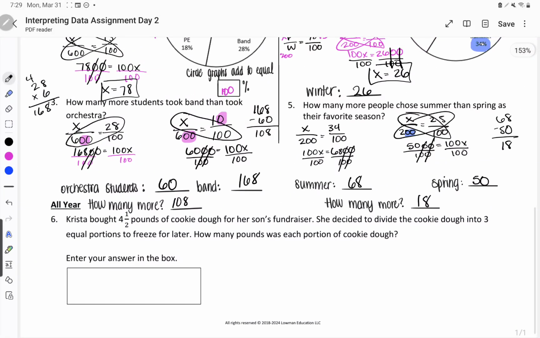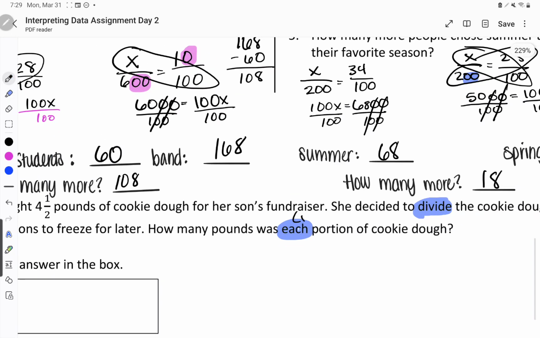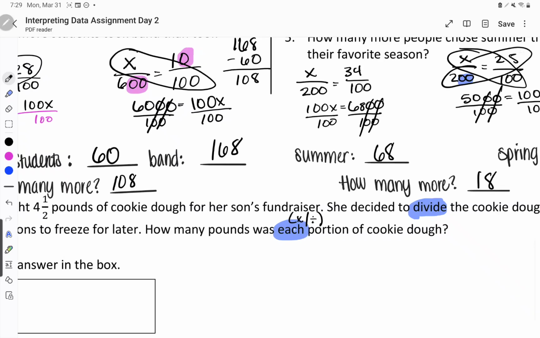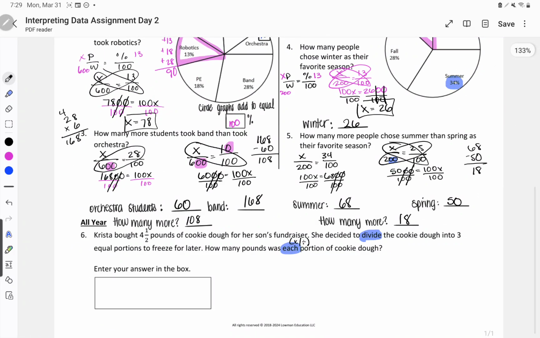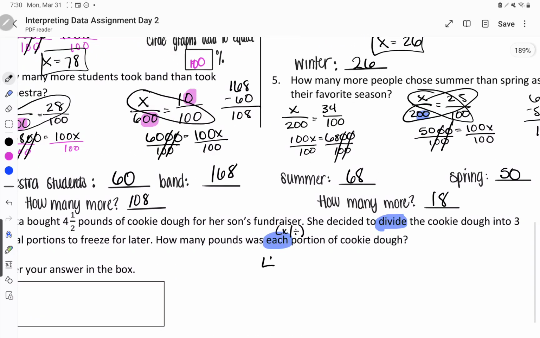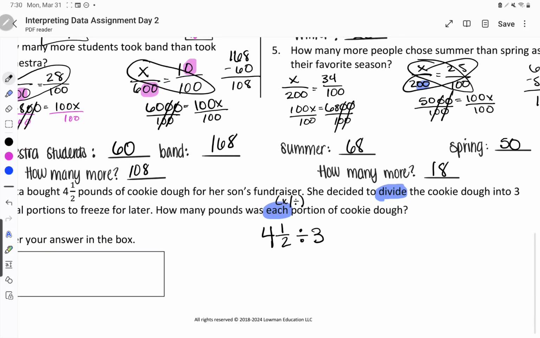Last question, it says, Krista bought 4.5 pounds of cookie dough for her son's fundraiser. She decided to divide the cookie dough into 3 equal portions to freeze for later. How many pounds was each portion of cookie dough? So remember, each means I either multiply or divide. And in this case, what would I do? In this case, I would divide because it says she decided to divide it up. So I would have 4.5 divided by 3. What's your first step?